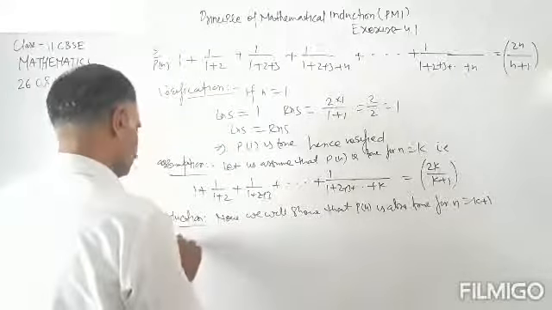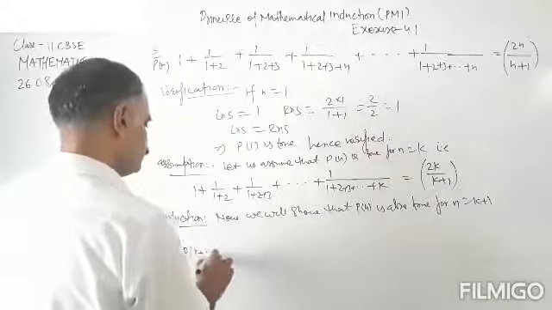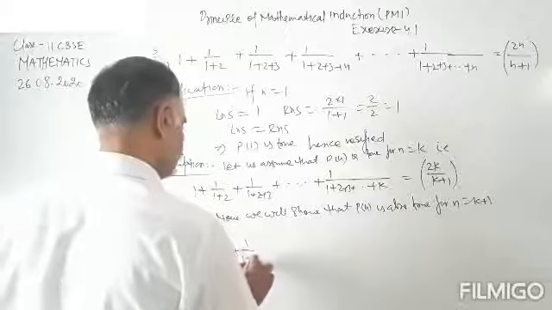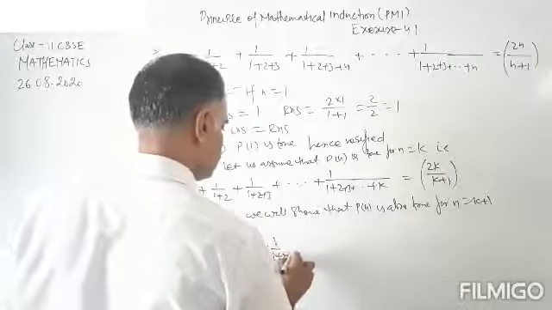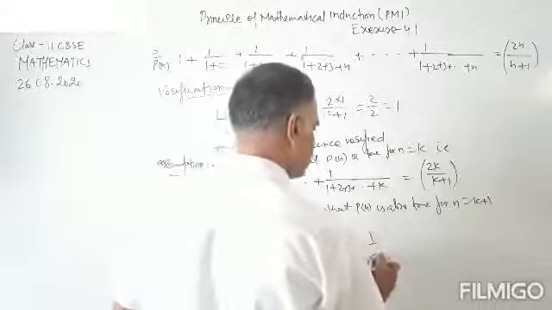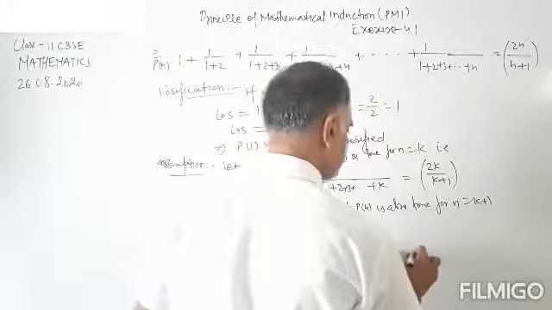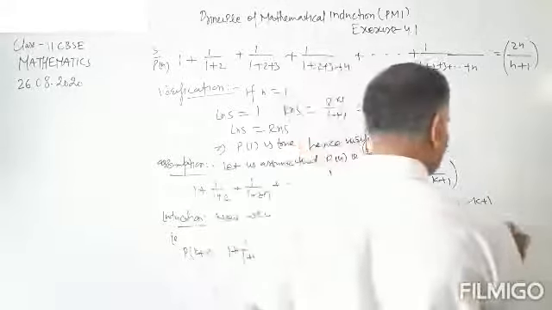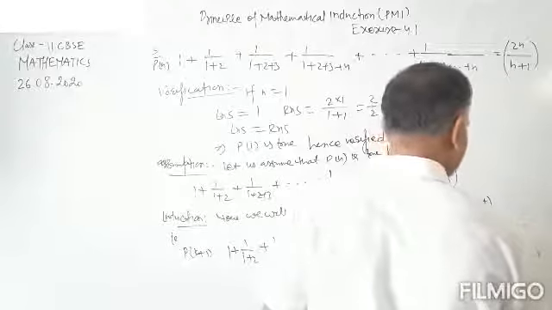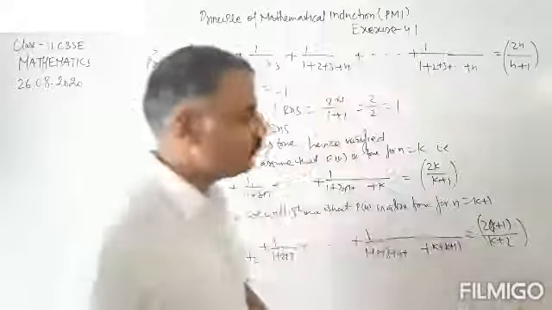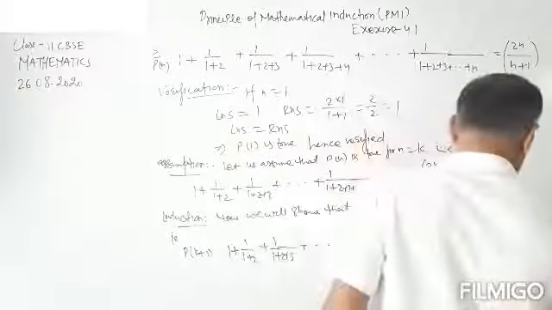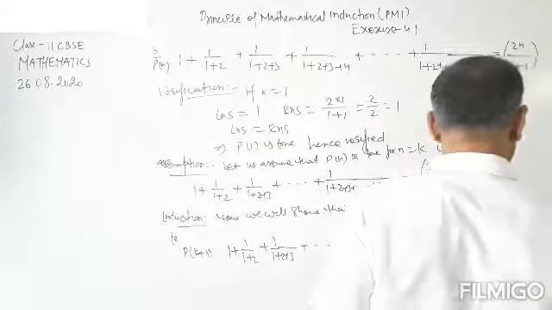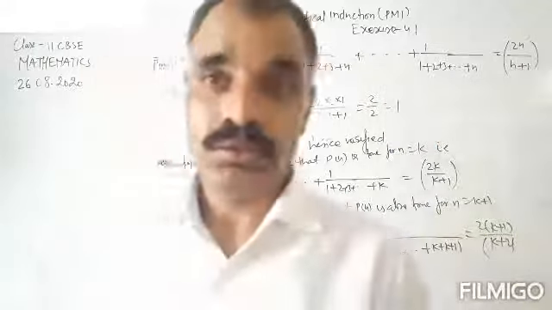Okay, what do we have to prove? That is, 1 plus 1 upon 1 plus 2, plus 1 upon 1 plus 2 plus 3, up to 1 upon 1 plus 2 plus 3 plus 4 plus up to k plus 1, is equal to 2 into k plus 1 upon k plus 1 plus 1, that is k plus 2. So 2 into k plus 1 upon k plus 2. We have to show this.